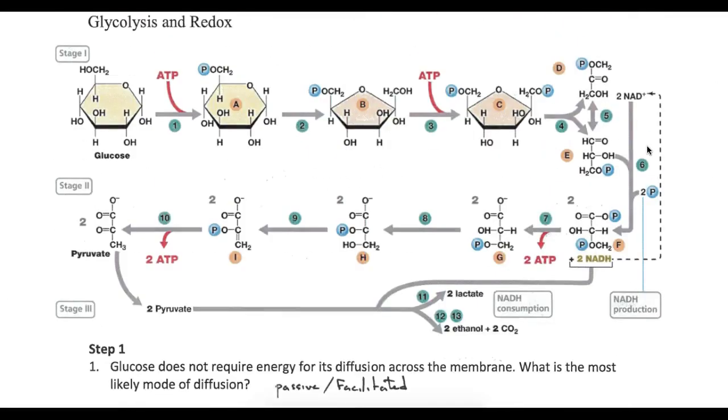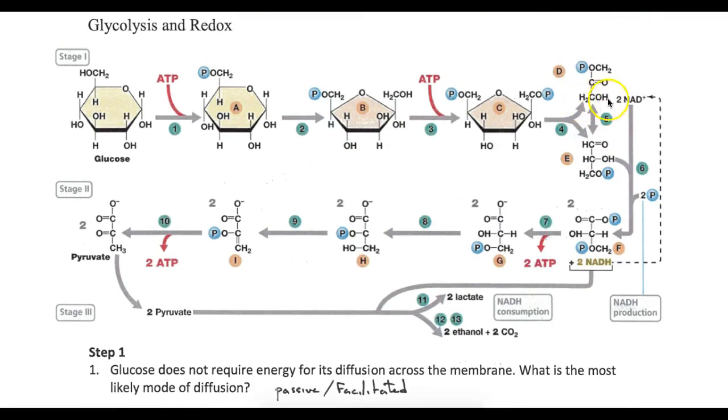In step five, we have another isomerization. Again, the number of carbons, hydrogens, oxygens, and phosphate groups are the same between these two molecules, and therefore an isomerase catalyzes this reaction.